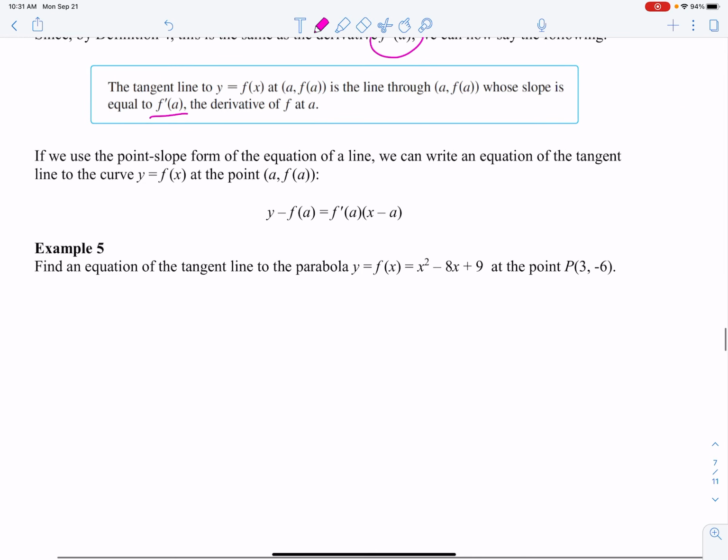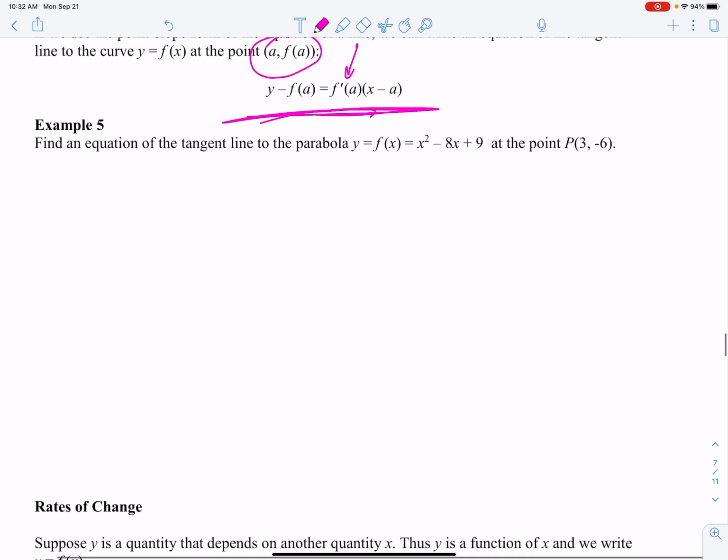All right, so if we use the point slope form of the equation of a line, we can write an equation of the tangent line to the curve y equals f of x at the point a, f of a, like this. Again, this is just showing you a shortcut. In other words, you find the derivative, plug in the point that's given for x and y, find the slope, and you find the equation for your tangent line.